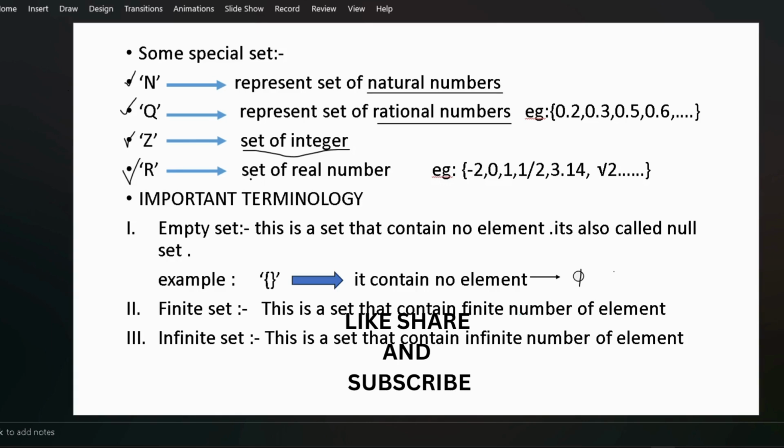Next is capital R. What does capital R represent? Capital R represents the set of real numbers. What is the real number set? It includes -2, 0, 1, 1/2, 3.14, √2. Clear?